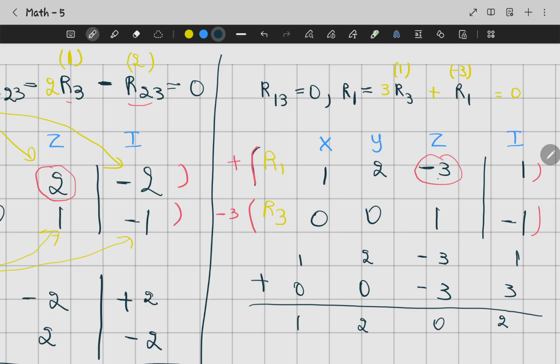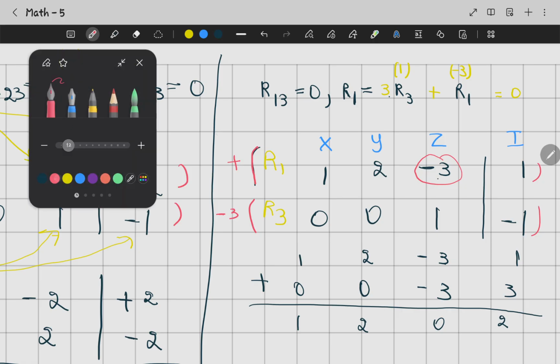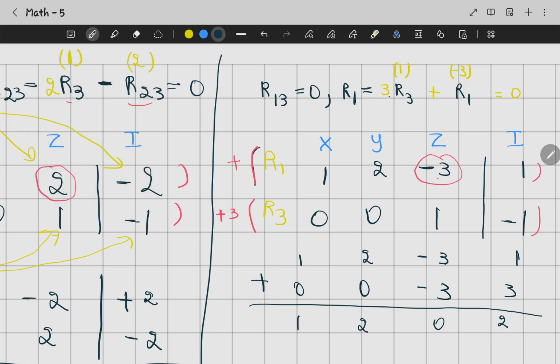Let me just correct it. It's actually R1 multiplied by negative 3. R1 is positive, and R3 is actually positive 3, not negative. So it's actually positive that we have here. It will still give me 0, 0, and here I'm going to get a positive sign. Then on this side, 3 times negative 1 is negative, and the answer to this will be negative 2. That's what I'm going to get there.